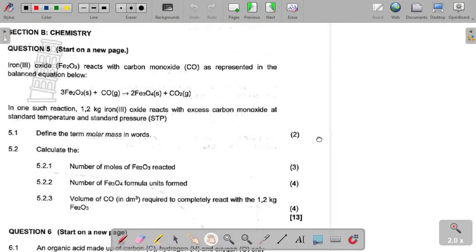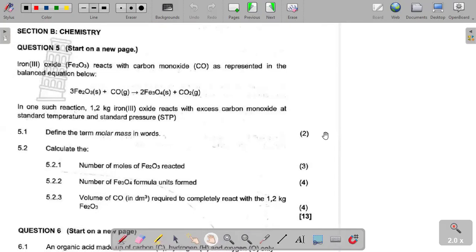So we have another question here, just to solidify your understanding. Okay, so 5.1, they are asking for a definition. Define the term molar mass in words.